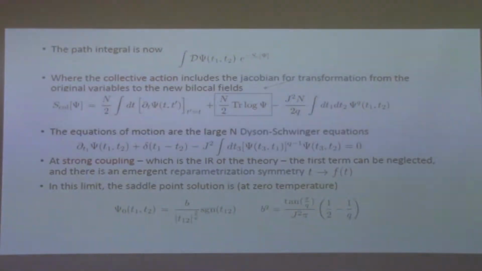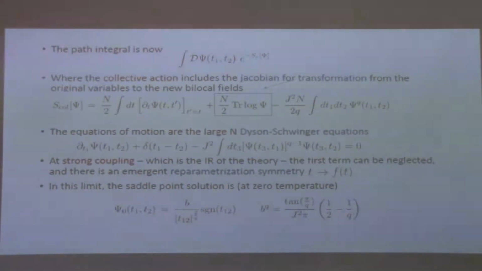The equations of motion are the large N Dyson-Schwinger equations, which is why this is in fact the right collective action at large N, and this is what I have written here. Then comes another simplification, another very interesting feature of the model, which actually makes it solvable to a very large extent.